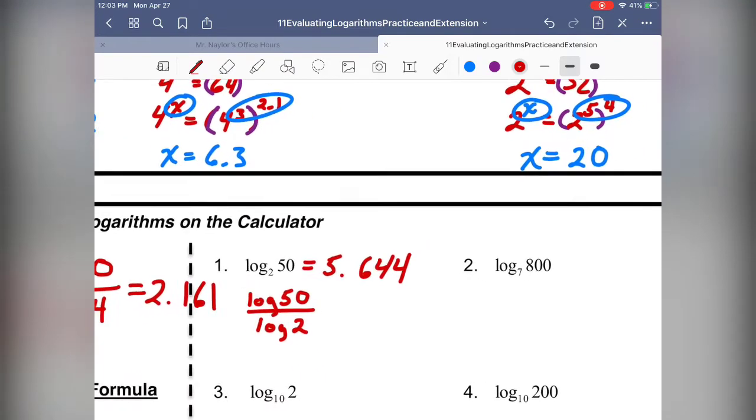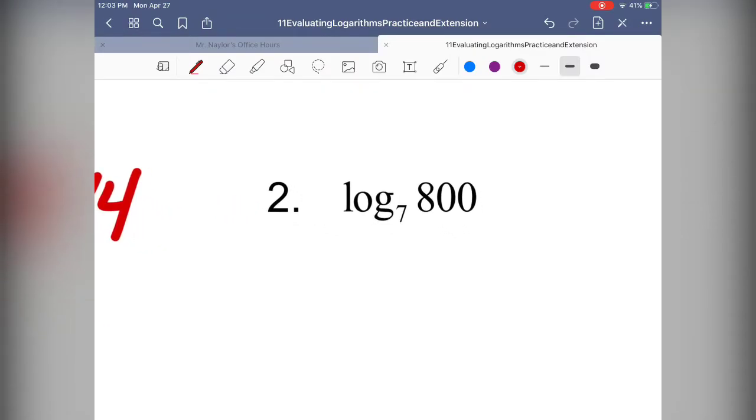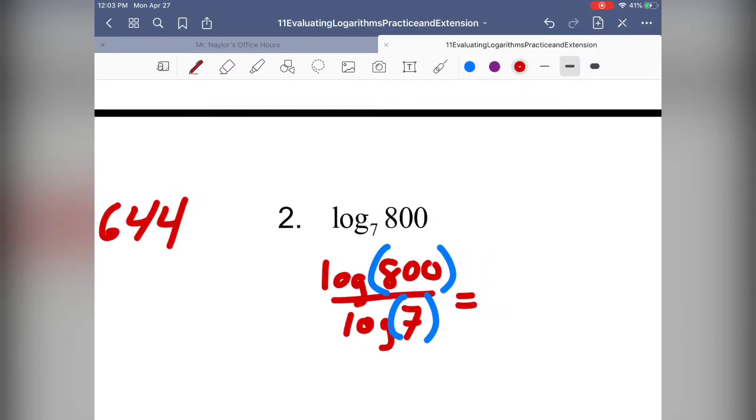You want to try one on your own? The log base 7 of 80. You don't have to show any work. You can just use your calculator, and you should be dividing. And of course, be careful that you finish these parentheses so that you end up getting 9.644.